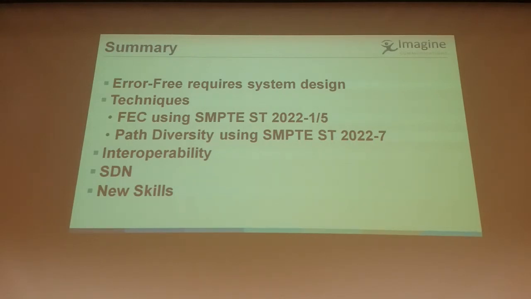So using the SMPTE -1 and -5. If you want to keep your latency down or be able to handle more errors, you could use the path diversity, so the -7. If you want to have high interoperability, you want to keep the solutions which are standards-based. SDN is one of the things you can do to help control your network and keep congestion down.